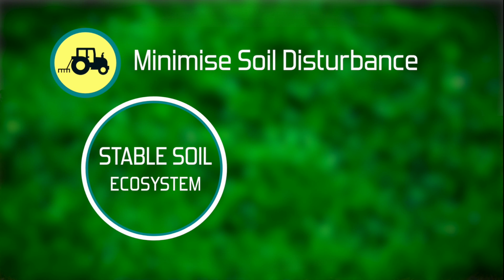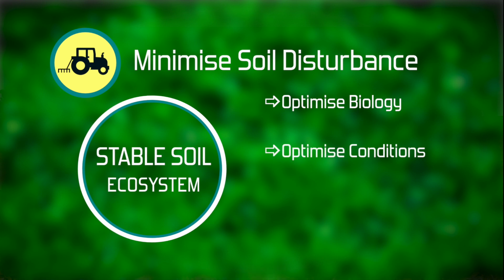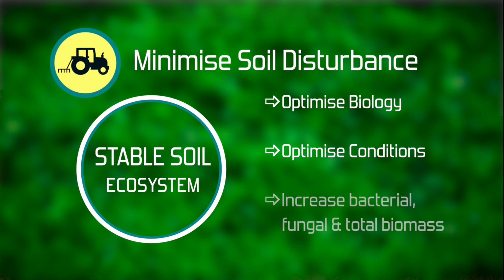A key principle of regenerative agriculture is minimizing soil disturbance. The reason we want to do that is we want to have as stable a soil ecosystem as possible. When we have a stable soil ecosystem that's being well fed through the plant material that is growing in that system, we optimize biology, we optimize conditions for that biology to prosper, and what we're trying to do is increase the bacterial and fungal and total biomass in that system.